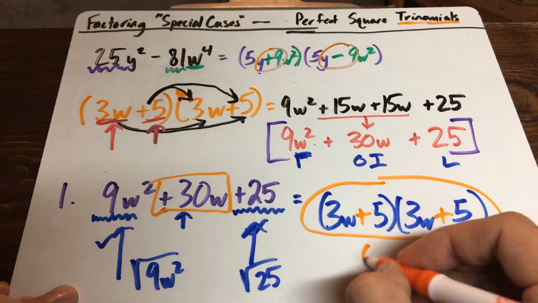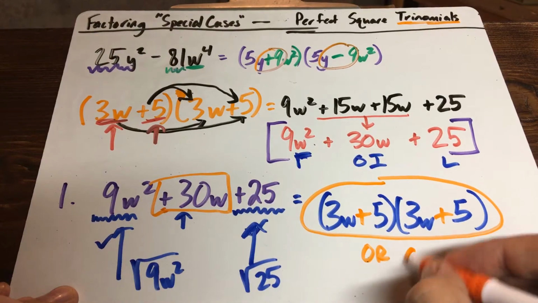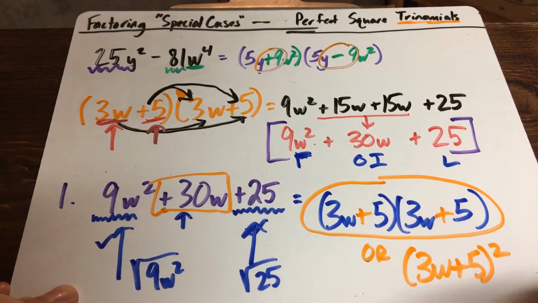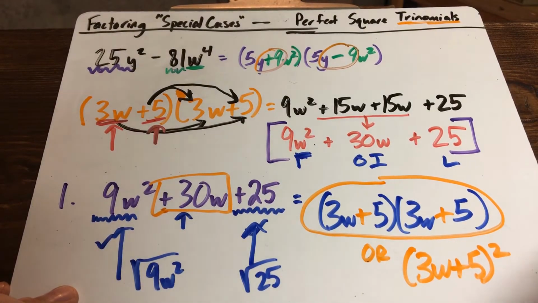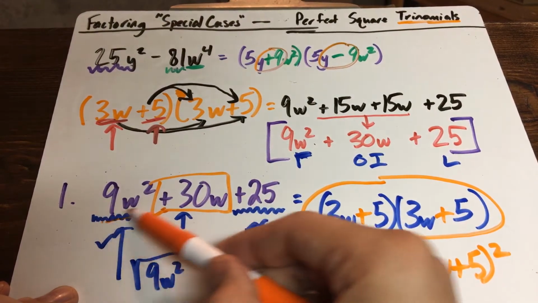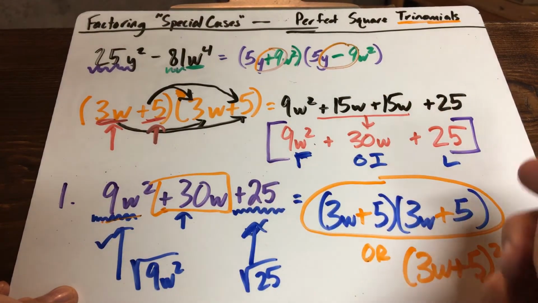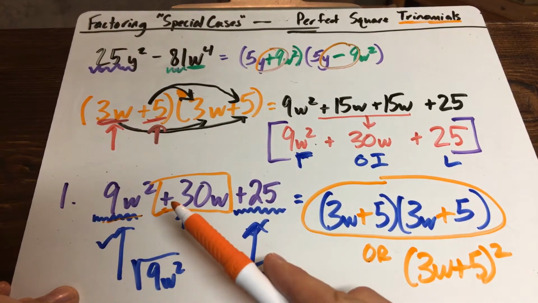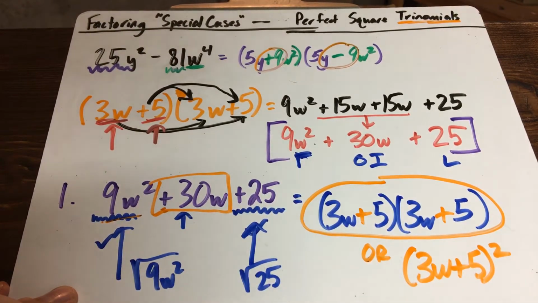If you don't want to write it like that, if you would rather write it like this, 3w plus 5, only do one parentheses and then put the squared. That's honestly how most textbooks would write it. It just kind of saves time and it saves space. So you can see how easy this is once you recognize the pattern. If the first term is a perfect square, if the last term is a perfect square, you can just do the square root of each one and then just look in the middle to find if it's a plus sign or a minus sign. That's really it.